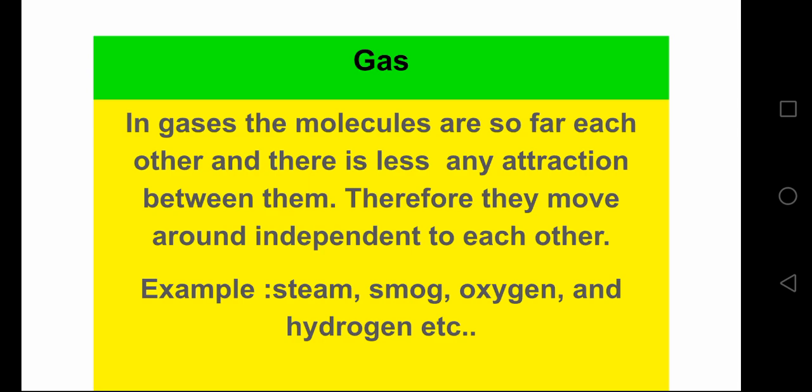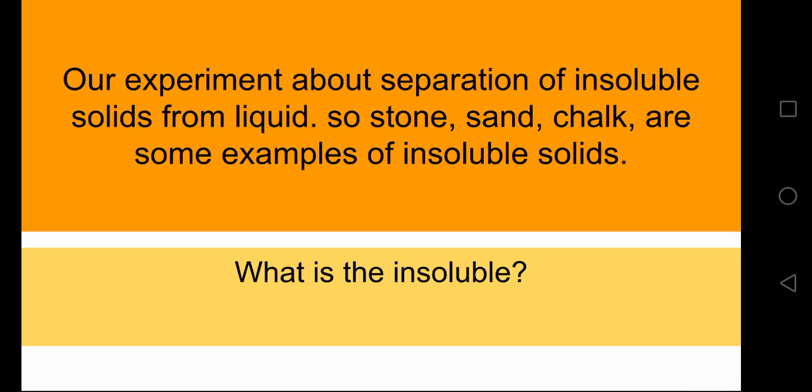Gases. In gases, the molecules are very far from each other and there is hardly any attraction between them. Therefore, they move around independently of each other. Example: steam, smoke, oxygen, hydrogen, etc.